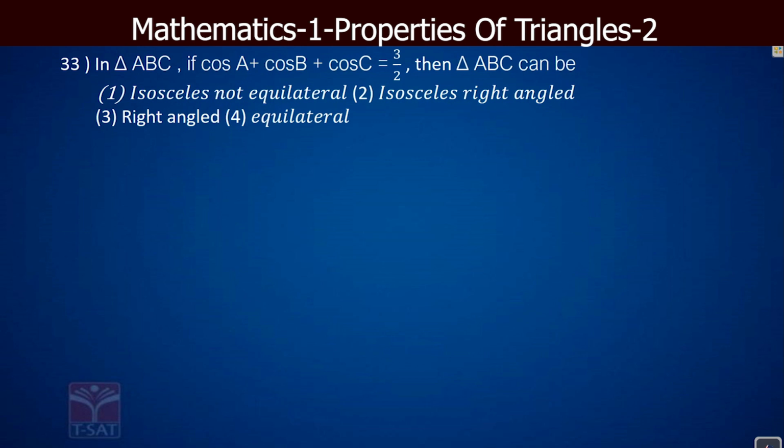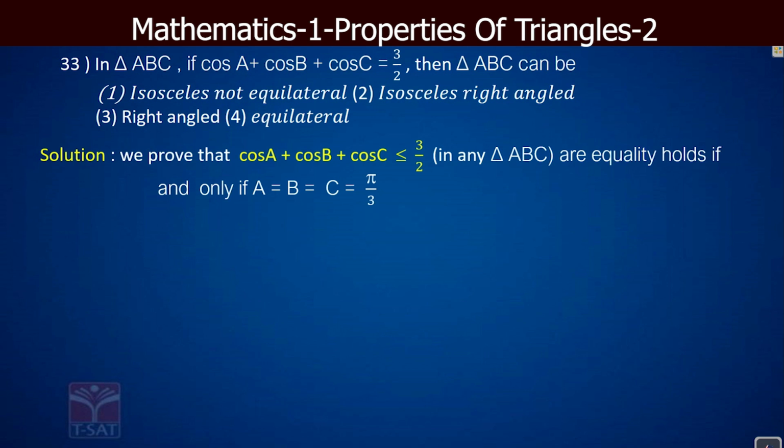Now in this problem also, in the solution I have not used properties of triangles, because if you use properties of triangles, the procedure will be laborious for this problem. What I used is simply the maximum value of cos A plus cos B plus cos C, a trigonometric inequality. We prove that cos A plus cos B plus cos C is always less than or equal to 3 by 2, and equality occurs if and only if the triangle is equilateral.